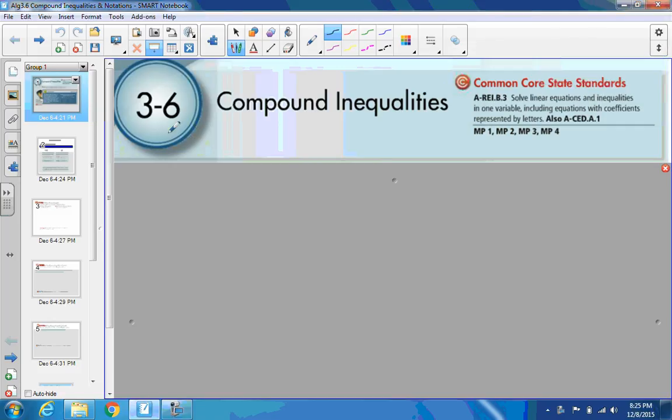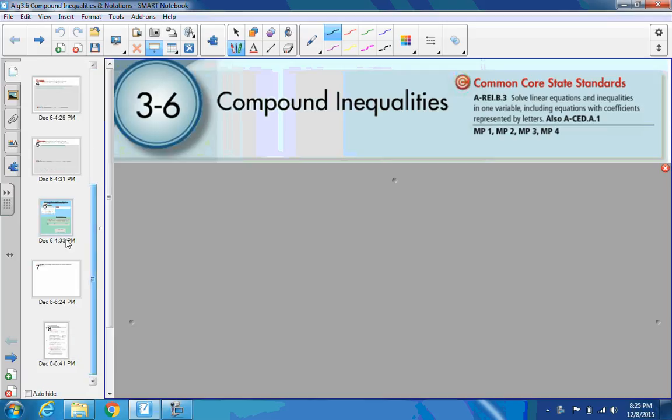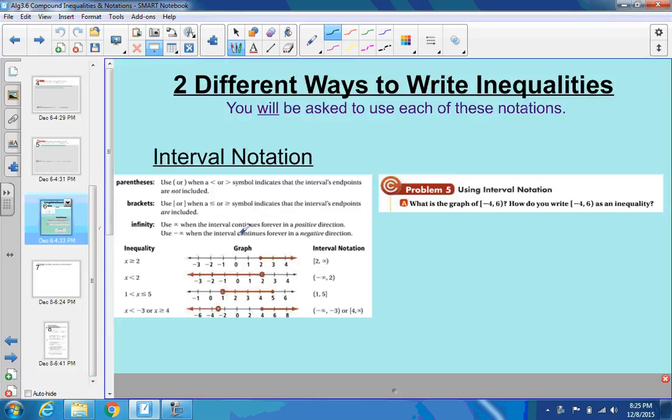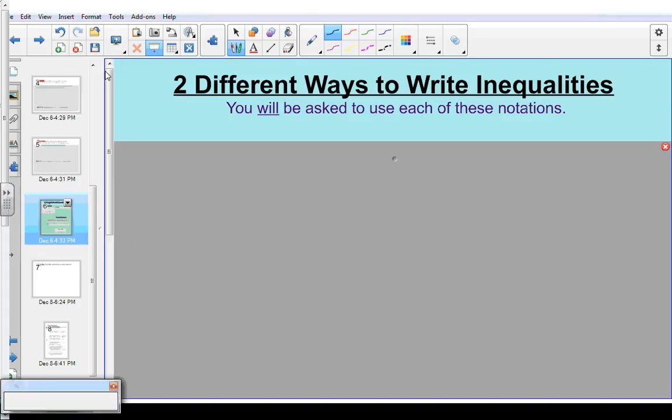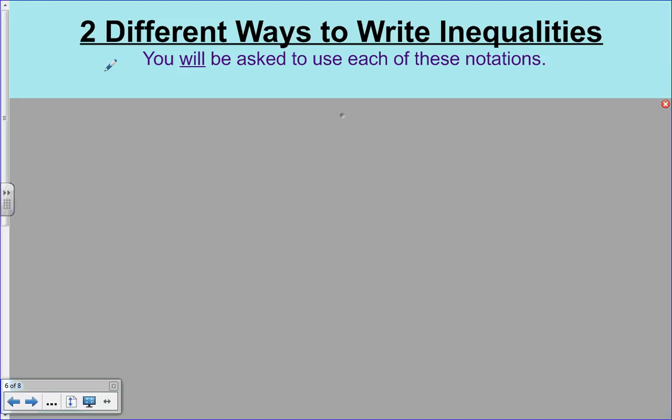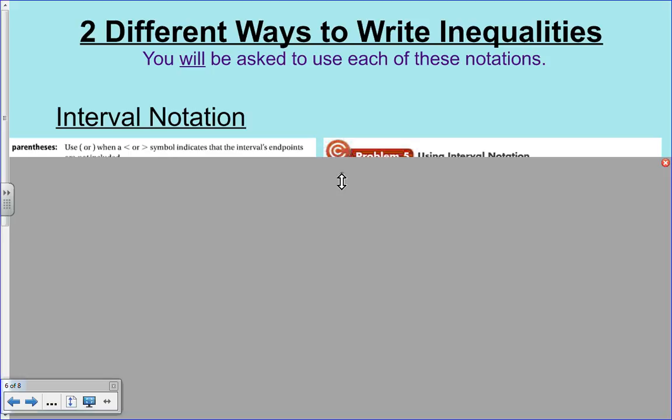So we are going to go to this slide down here. And there are two different ways to write inequality. There's actually more than two different ways. There's at least three, four different ways to write inequalities, other than the ones that we've been doing. So I'm going to introduce you to two of them. One of them is interval notation.